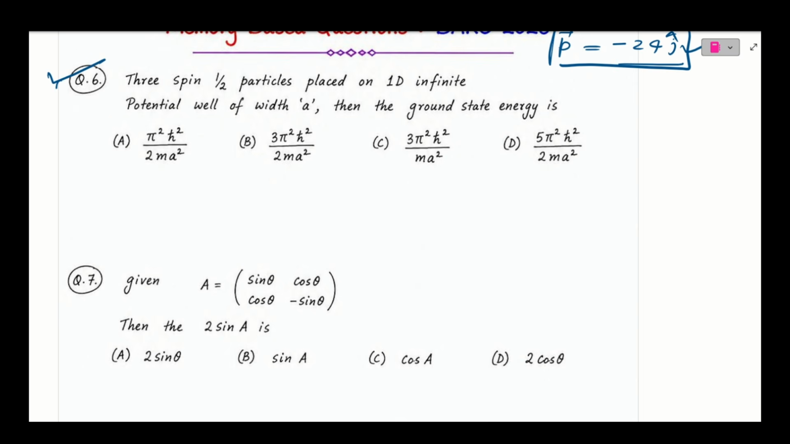question number 6. So there are three half spin particles placed in a 1D infinite potential well. Width is given as a. Then what will be the ground state energy? Okay, so first of all, spin is half. So if spin is half, what will be the occupancy number? That means how many particles can occupy a single state. So that is nothing but 2s plus 1. So spin degeneracy is what? 2 into half plus 1, so it gives 2.